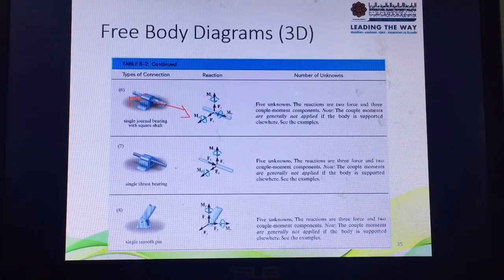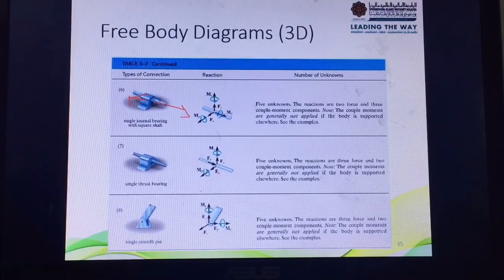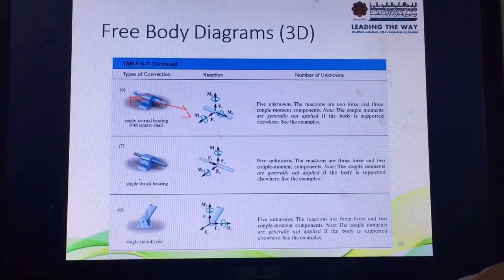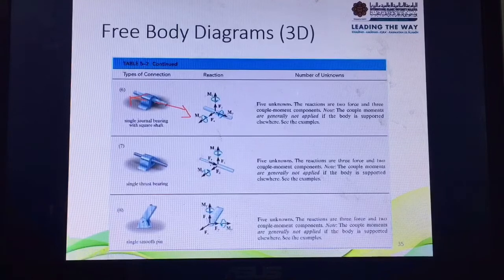How about another type of bearing, the single thrust bearing? The difference between the single thrust bearing and the previous single general bearing is that for the single thrust bearing, you restrain the translation. You allow this shaft to rotate, of course, but it cannot translate in the axial direction.